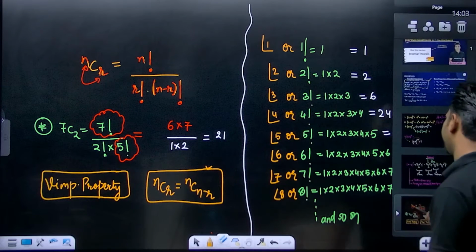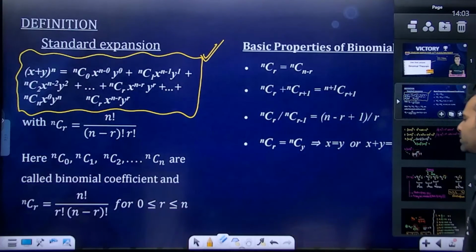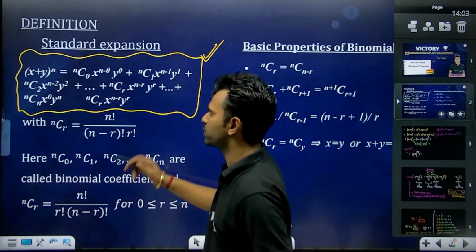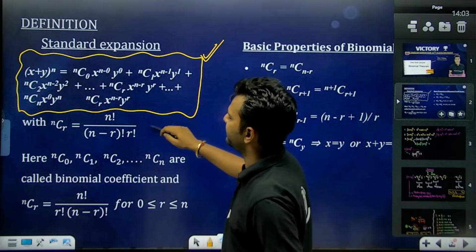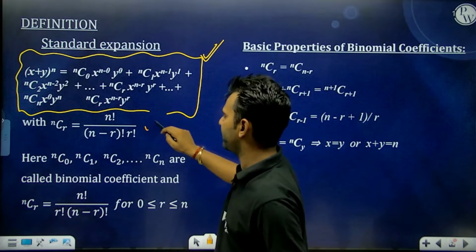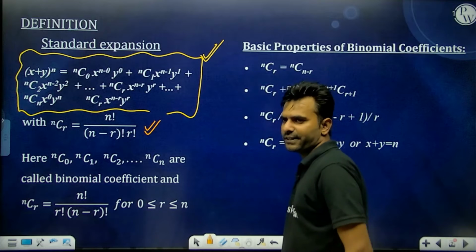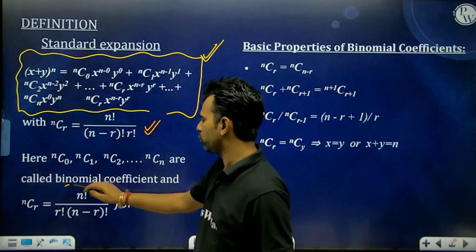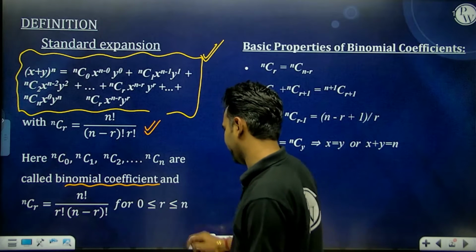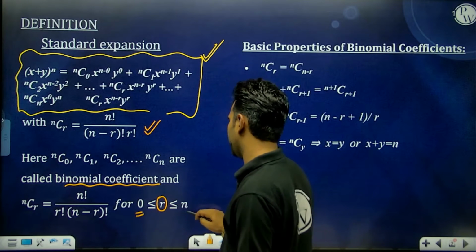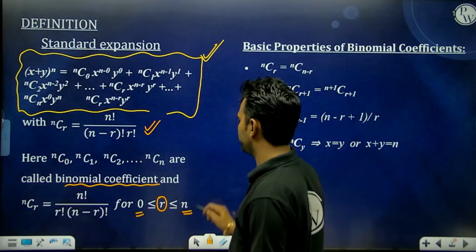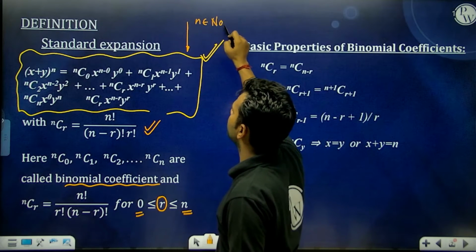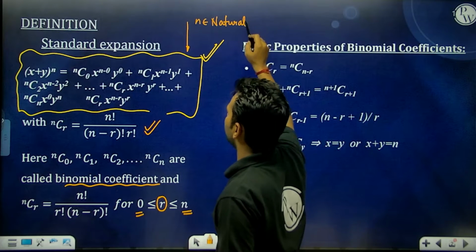So let me quickly take you to the binomial theorem now, and let's discuss all these concepts. We have seen that (x plus y) whole power n can be written as this, where nCr is nothing but n factorial upon (n minus r) factorial times r factorial. These are known as binomial coefficients, as we have already seen. The value of r goes from 0 till n, and n has to be a natural number, or a whole number rather.